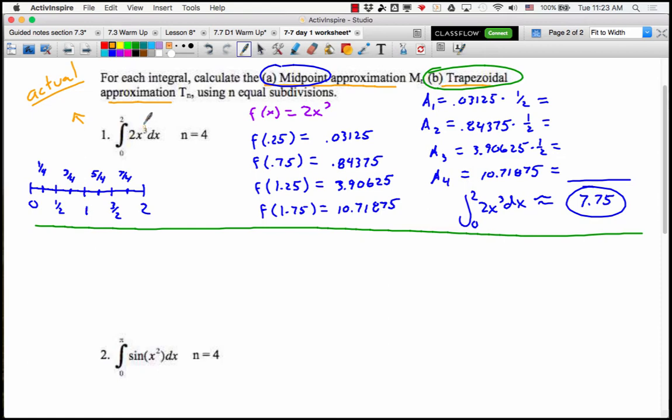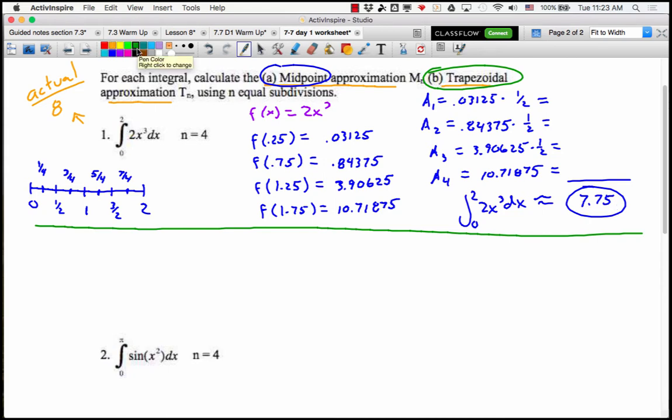Exactly 8? Yep. Nice, 8 would be a nice number. Okay, your integral will be 1/2 x to the fourth. Plug in a 2, get 8. Alright, so the actual is 8. Our midpoint was 7.75.